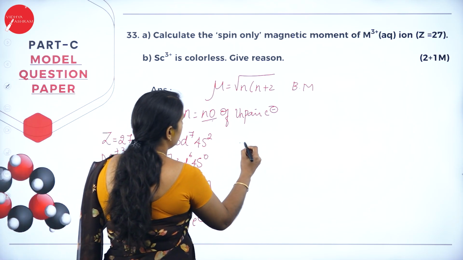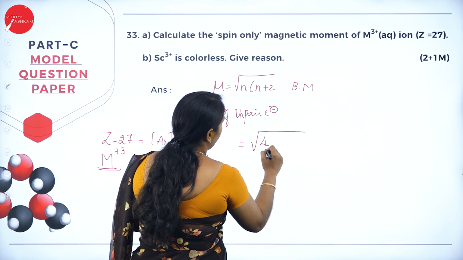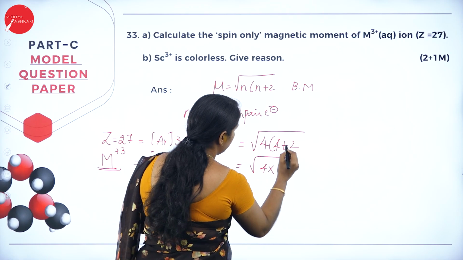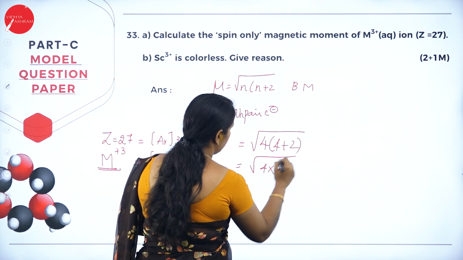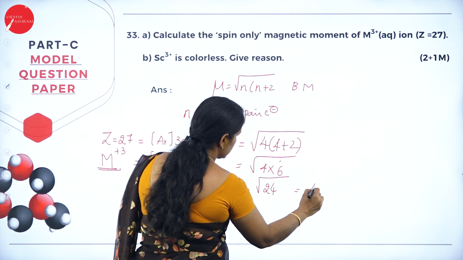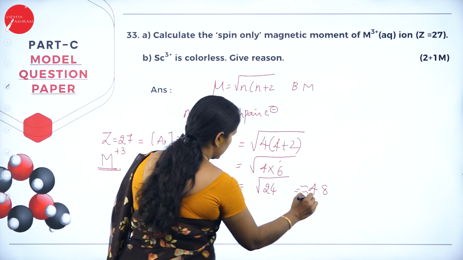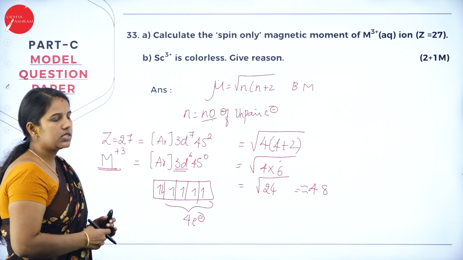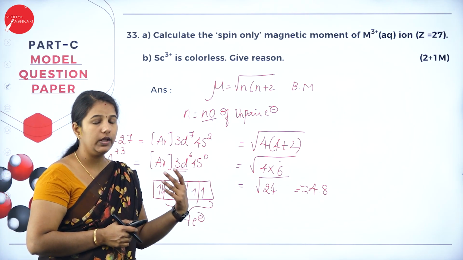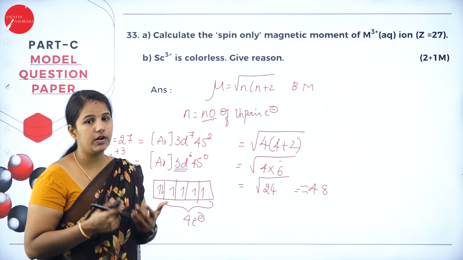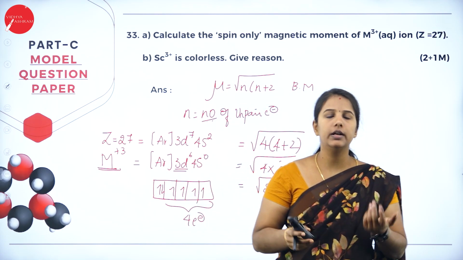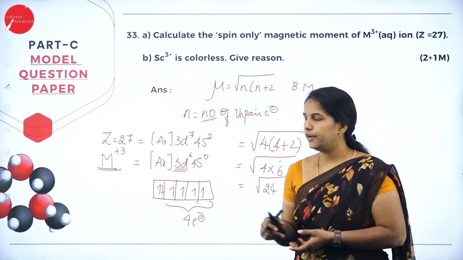Now you substitute. Square root of 4 into 4 plus 2. How much will you get? 4 into 6, 24. We will get approximately 4.8. Correct? So this is how you will calculate the spin-only magnetic moment by using the formula and by knowing the atomic number and how many unpaired electrons are there in its oxidation state. It may be plus 3, plus 2 or whatever is given. Okay. Try to understand this.